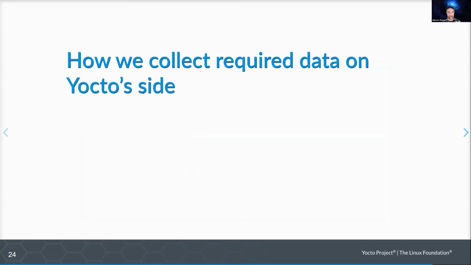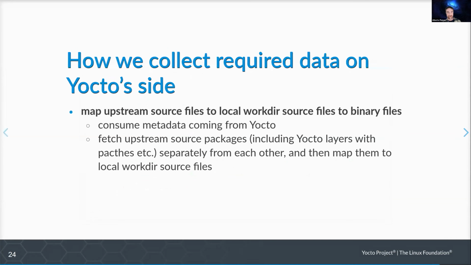That said, just a final note on how we are collecting the required data on Yocto's side. We map upstream source files to local workdir source files and down to binary files. Partially we consume metadata already available from Yocto. Yesterday Joshua talked about the create-spdx class that does a great job in providing such metadata in standard format. Then we cover the last missing bit.